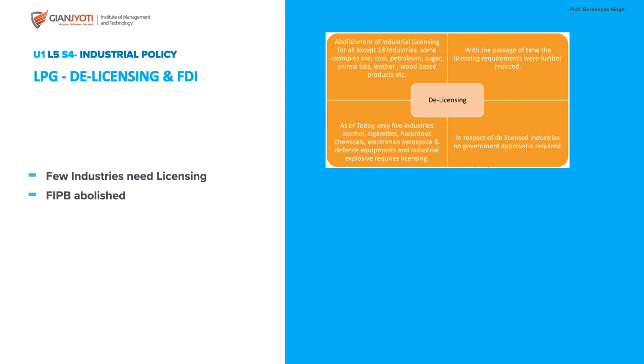So for the de-licensed industries, there was no government interference. Anyone can do anything as long as it is as per the regulations, not licensing, but as per the criteria laid down by the government, and also keeping the environment safe.